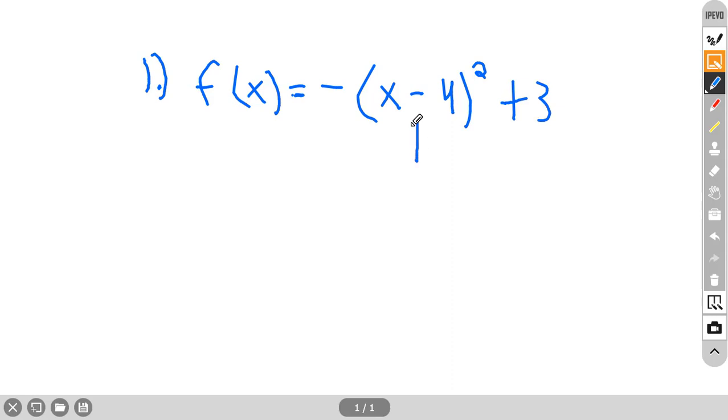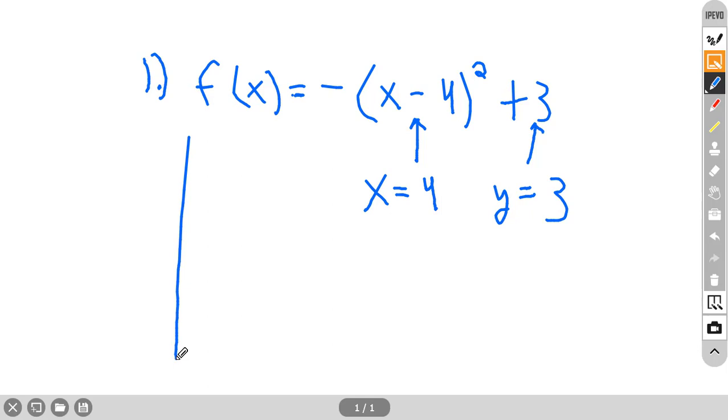So the x value of the vertex, it would be this equation x minus 4. When I solve that equation, I get x equals 4. And then the y value of my vertex is this last number here, which is y equals 3. To graph this, you go ahead and make your graph. And you go to 4 and 3. Put your dot there.